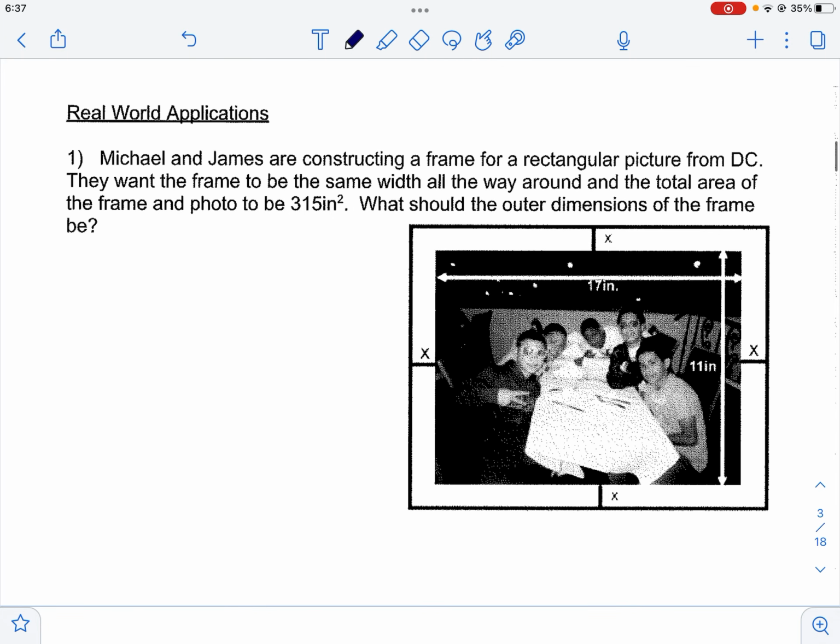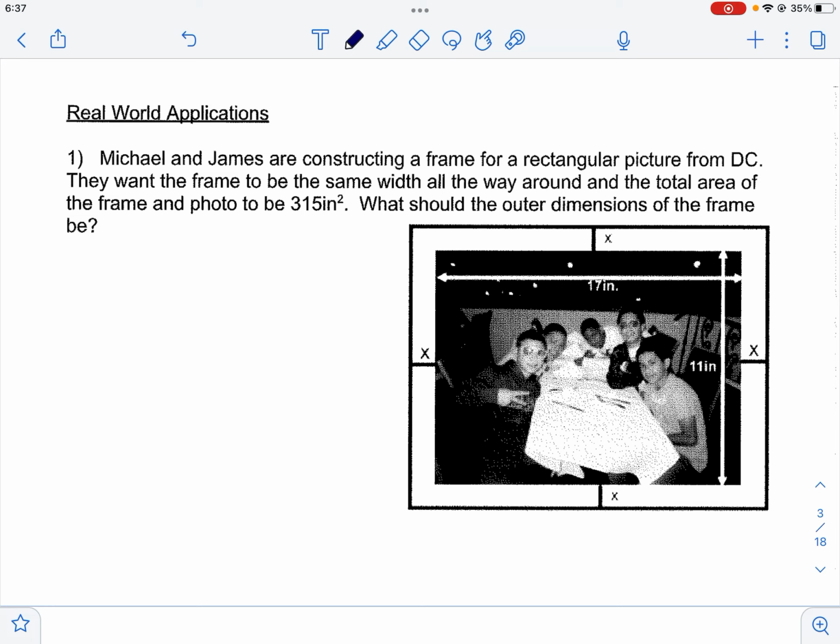Before signing off of the video, let's talk about the real-world application. So Michael and James are constructing a frame for a rectangular picture from DC. They want the frame to be the same width all the way around, and a total area of the frame to be 315 inches squared. What should the outer dimensions of the frame be?